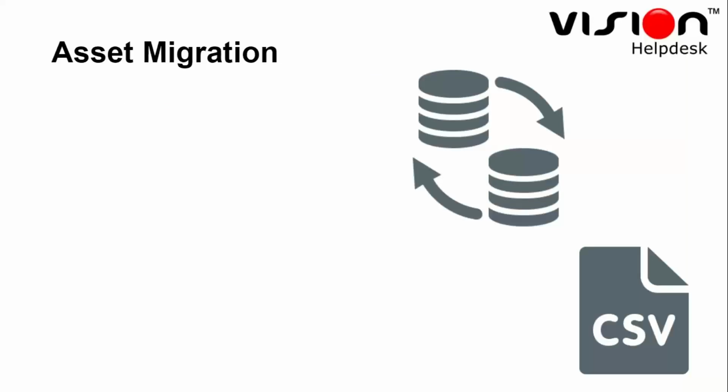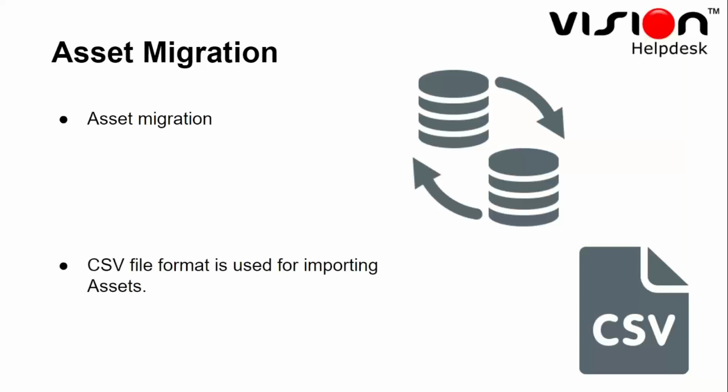Now the next part is the asset migration. As I mentioned, there are different ways of adding assets within the system. We saw a manual way, and we saw using the auto discovery. The next way is the asset which can be migrated, let's say from another system to Vision Helpdesk Software. For the asset migration, you can use a CSV file format, so the CSV file can be imported within the system. You need to get those details from your previous system and you can import all those details in Vision Helpdesk.